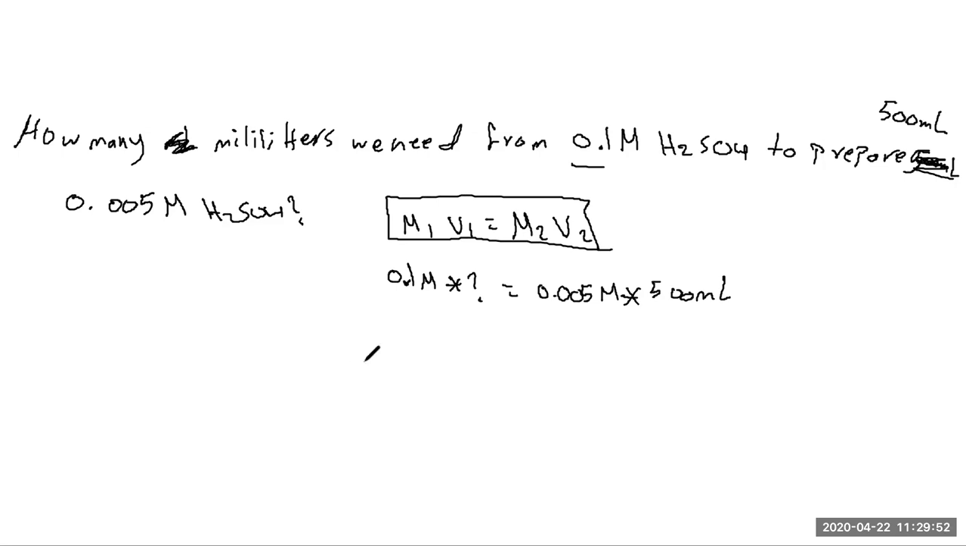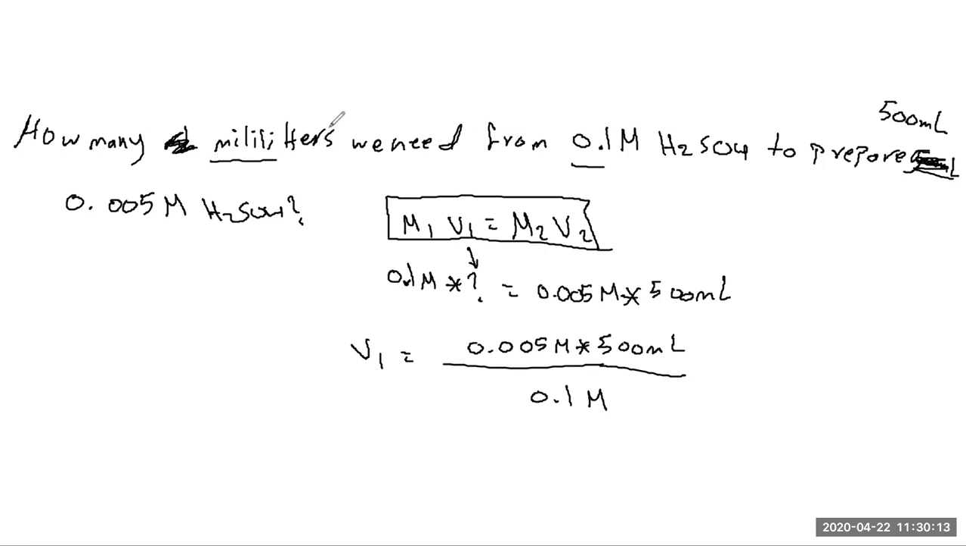There is no problem. Okay, now V1 is unknown. So V1 will equal 0.005 molar times 500 milliliter divided by 0.1 molar. Guys, here it's supposed to be in milliliter, sorry. Why? Because they ask you in milliliter, but if they didn't ask you, it's up to you. Keep it in milliliter or convert it to liter. Cancel the molarity. Do the math here.